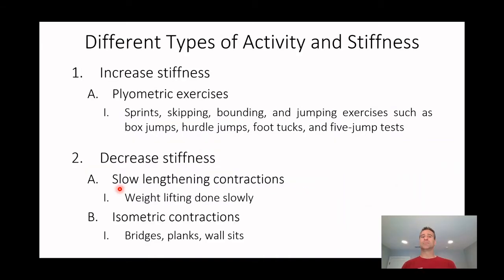All right, so we're going to start by just saying if we want to increase stiffness, that's to increase performance, we're going to do fast movements. The fastest movements are going to be movements that are really quick plyometric movements like skips, jumps, bounding, all kinds of box jumping exercises, foot tucks, 5 jump tests, all of those types of things that you can do where you're basically changing direction as quickly as you can.